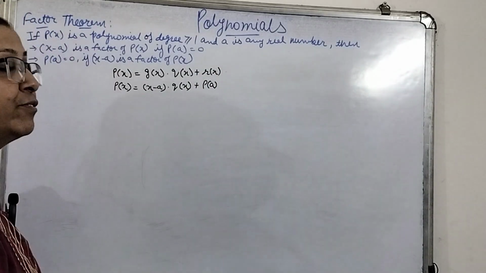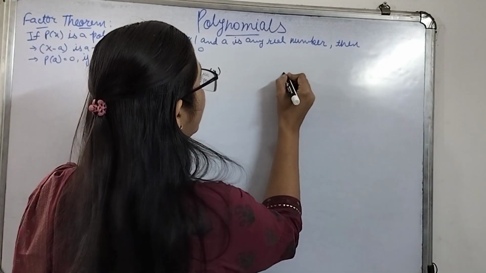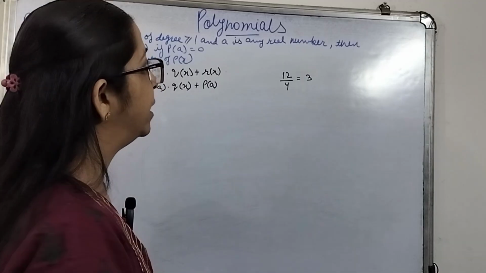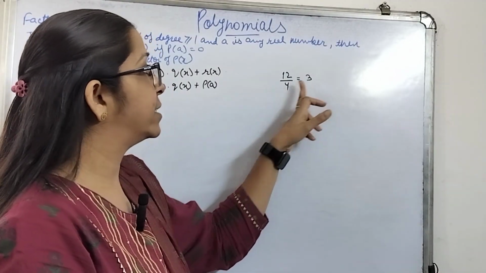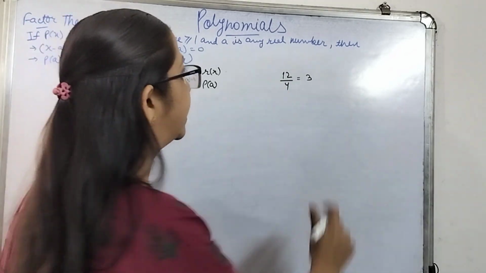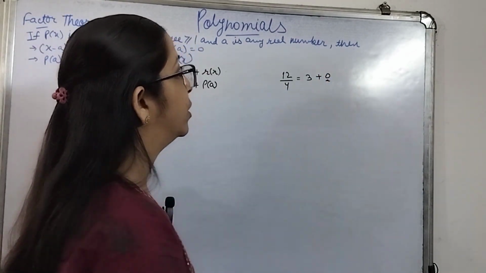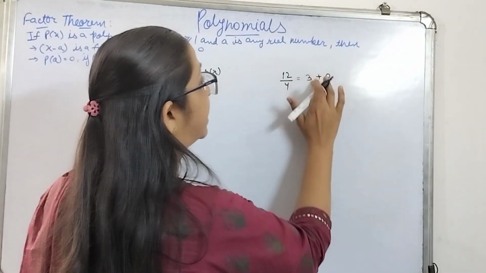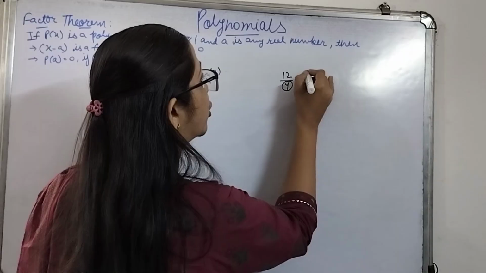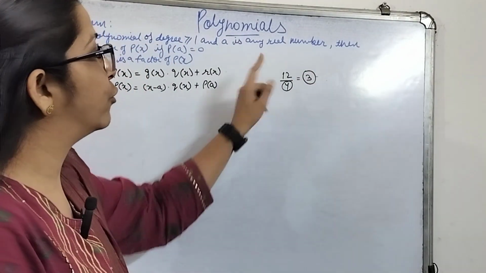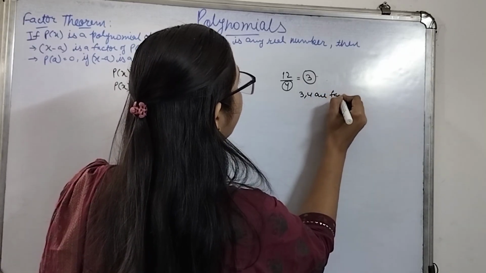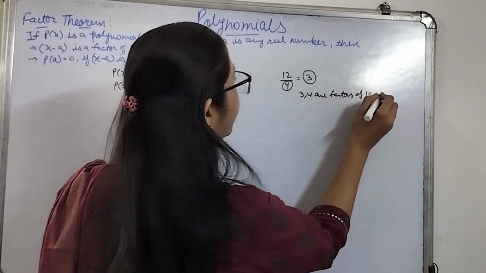Now what is a factor? Suppose I divide 12 by 4. We know the quotient will be 3. Here 12 is the dividend, 4 is the divisor and 3 is the quotient. Because 12 is completely divisible by 4, the remainder will be 0. That simply means whenever the remainder is 0, the divisor and the quotient both are factors of the dividend. We conclude that 3 and 4 are factors of 12.